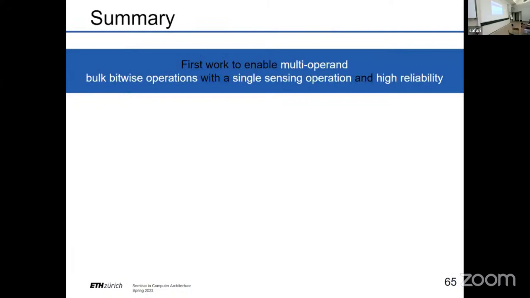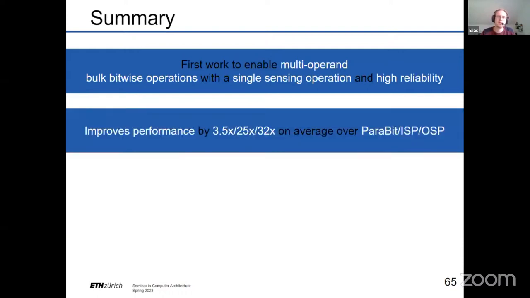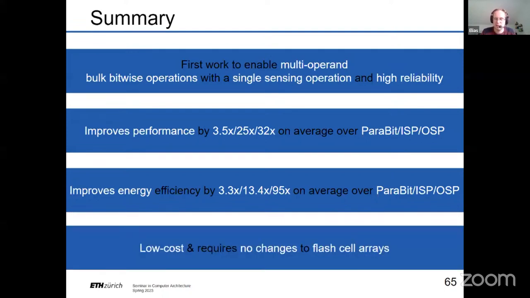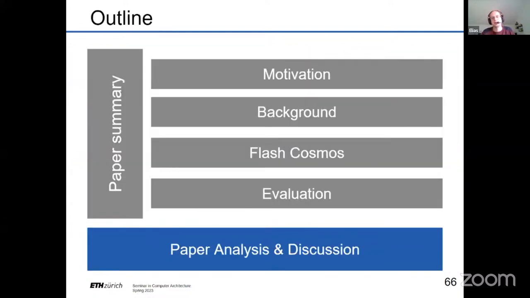So let's sum up my presentation of the paper. First, it's a novel work that enables multi-operand bulk bitwise operations and is highly reliable. It improves performance by up to 32x over OSP and improves energy efficiency by up to 95x. And what is really neat, it doesn't require changes to the flash cell structure. Now I'm done with the paper. Now let's talk about my analysis and then have a little discussion.